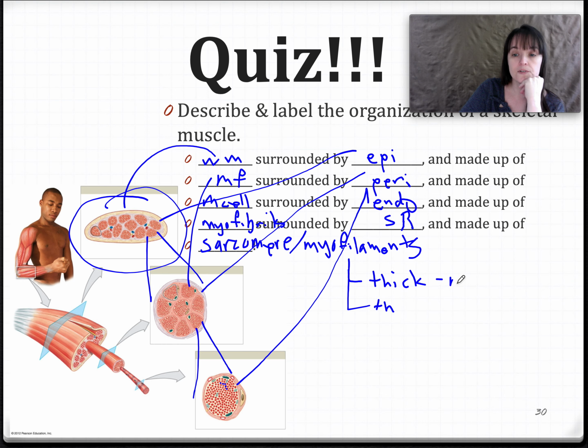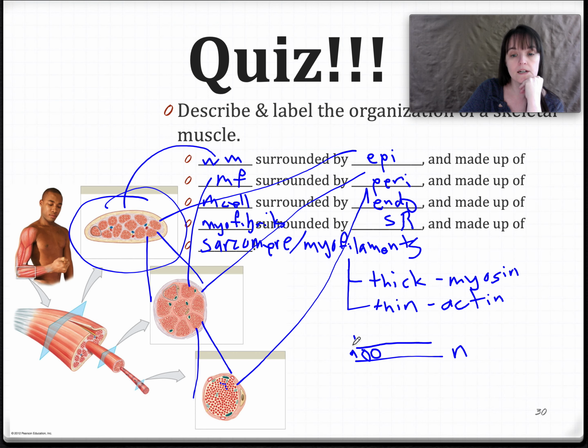Thick is made of myosin, which you can draw and label now, right? And thin is made mostly of actin. But there's a central core of nebulin, and then strings of actin, and those are covered by tropomyosin, which is held in place by troponin. You got it. If you can draw it and label it, you can answer questions about it.